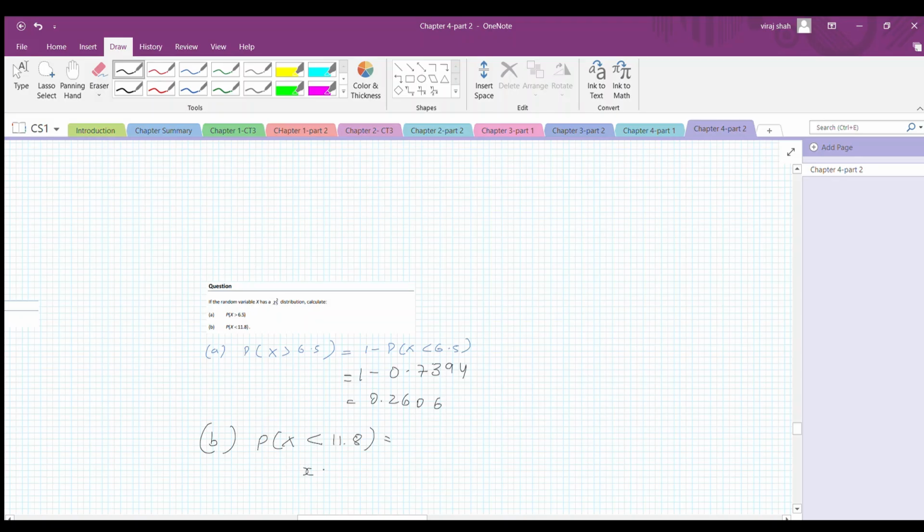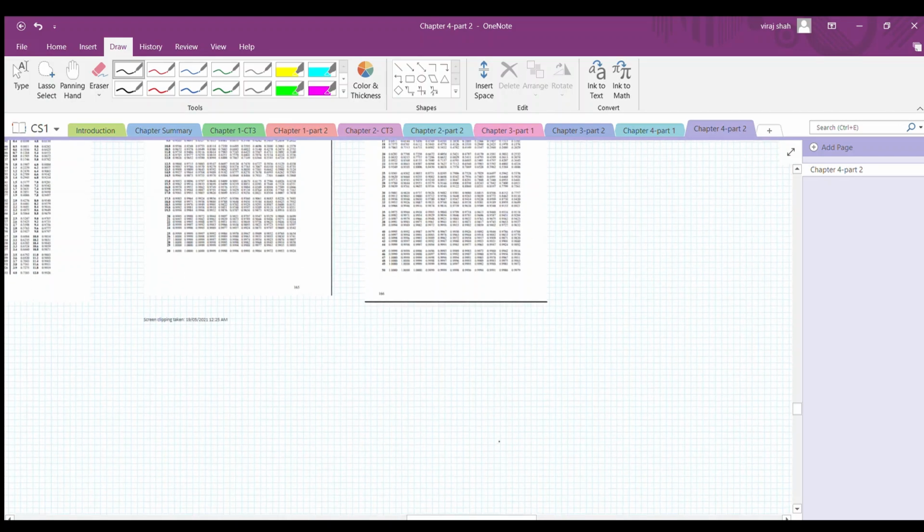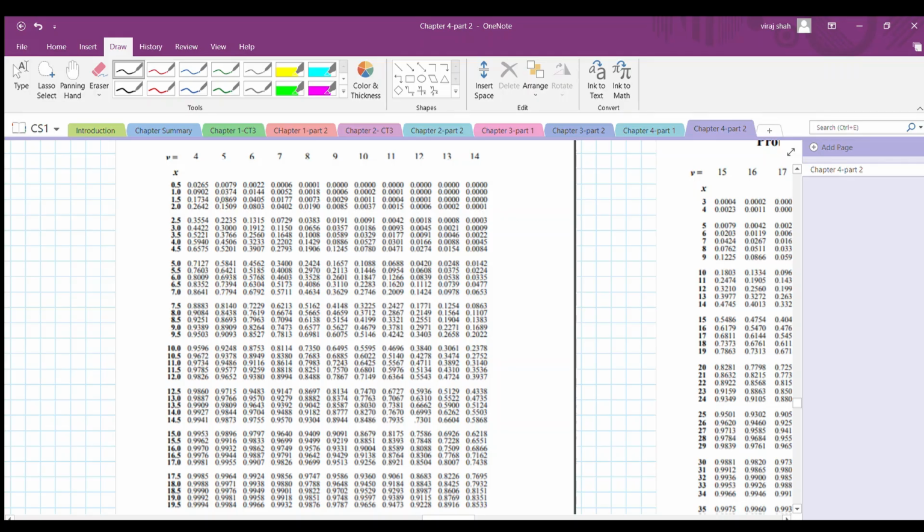If I were asked the probability of x less than 11.8, how do I solve? I have the value of 11.5, right? And I have my value of 12. Okay, I want the value of 11.8. Y is nothing but my probability. So let me see for what values of 11.5 and 12 we have entries for chi-square 5. So for 5, in this line, I want to see 11.5, so this value, and 12 is this value. It lies right here.